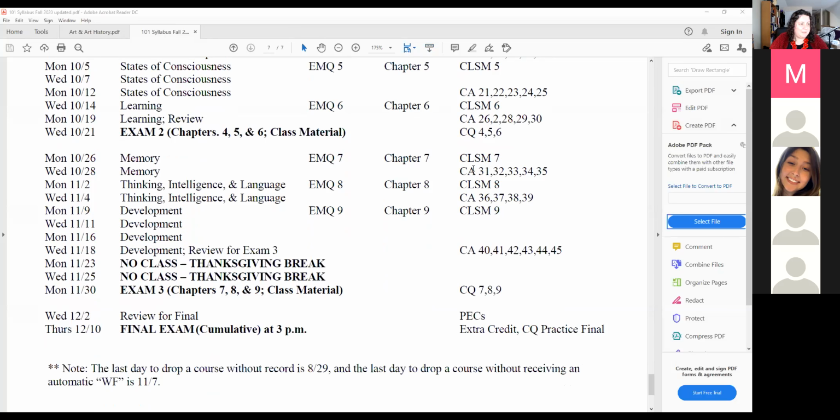You do have some Connect assignments. I know some of you have started those already. We're only doing a week on memory, and we're doing a week on thinking, intelligence, and language next week. And then development gets 2 weeks because you'll see the chapter is giant. There's a lot of information, so you'll have a little bit more breathing room there. But after we finish covering development, it's time for Thanksgiving break. Then you come back, you take exam 3, and then we review for the final, and then you take your cumulative final exam after that.